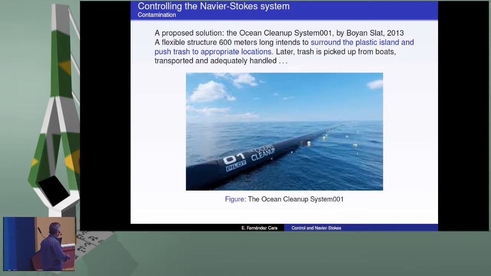Very recently, a proposed solution has started to be put in hand. It is called the Ocean Cleanup System 001. It consists of a flexible structure 600 meters long that intends to surround the plastic island and push trash to appropriate strategic points, where later the trash is picked up by boats and transported and adequately handled.